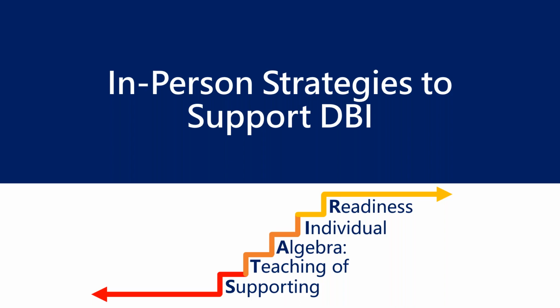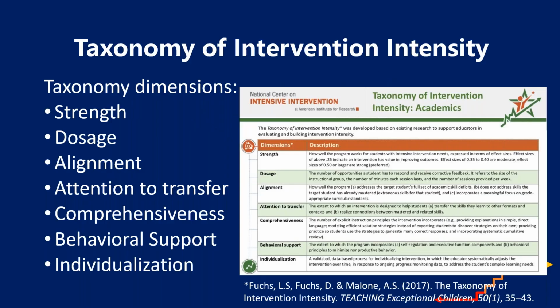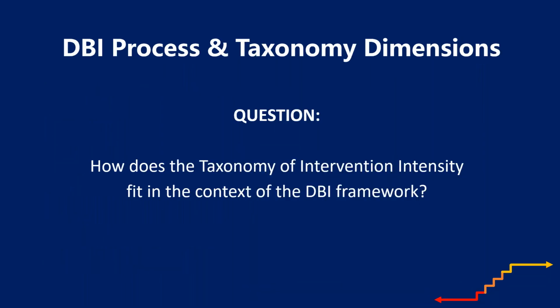So remember, just as Dr. Lemke and Stephanie shared, DBI is a fluid process. It is not one single intervention. When implementing in-person strategies to support DBI, consider intensifying 7 dimensions of taxonomy. So use taxonomy to support the student that is not responsive. These dimensions support the DBI process and the learner needing intensive intervention academically and behaviorally. So this slide is actually a snapshot that highlights the NCII Taxonomy of Intervention Framework. This framework is anchored by Fuchs and Malone 2017, and you can find more information about this handout at the NCII website. So now I'd like to chat about the 7 dimensions of taxonomy.